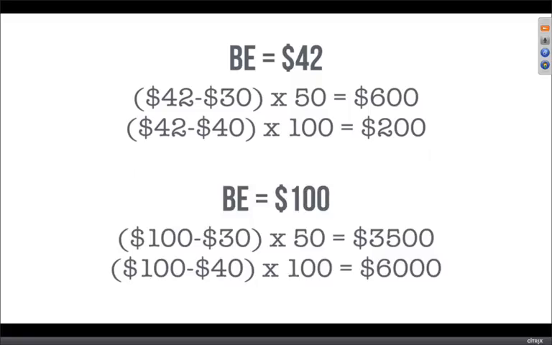But, and this was the case with this client, their break-even was $100. Well, now the equation's a little different. Because there's so much wiggle room there, the difference between my break-even, 100, minus the $30 CPA, I've got 70 lots of 50, which is $3.5 grand.